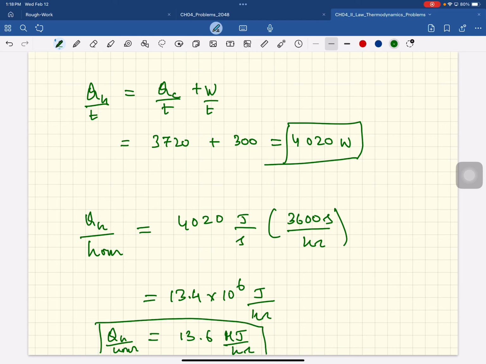Why do you have to supply this much heat? Because it's leaking out through your windows and through your leaks and stuff like that. So you need to constantly supply the heat to maintain that temperature.